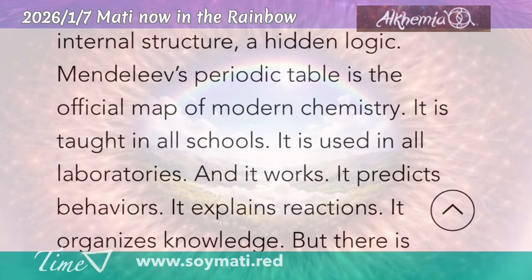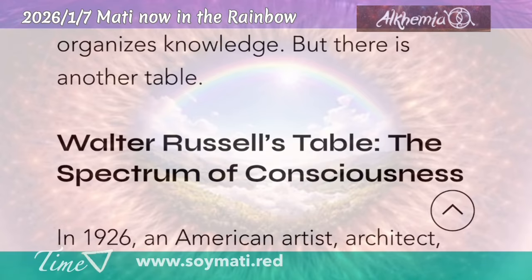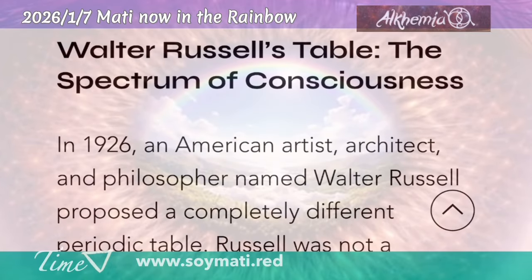Mendeleev's periodic table is the official map of modern chemistry. It is taught in all schools. It is used in all laboratories. And it works. It predicts behaviors. It explains reactions. It organizes knowledge. But there is another table, Walter Russell's table, the spectrum of consciousness.